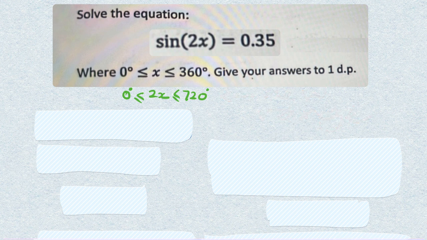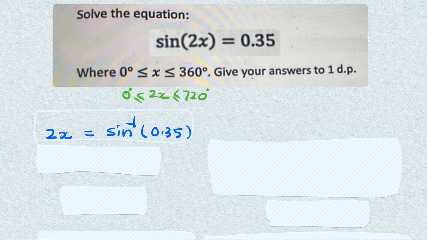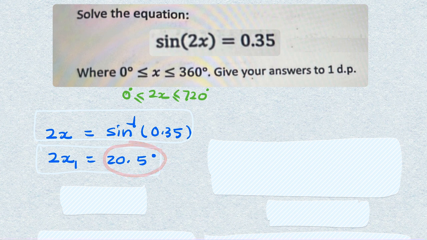So if you know that sine of 2x equals 0.35, the first thing you want to do is to find 2x. And we do that by taking the inverse sine of both sides of the equation. So that removes the sine, and then we find the inverse sine of 0.35. We can do that easily with the calculator, and that's our primary or our principal solution. So that's our first solution, x1.